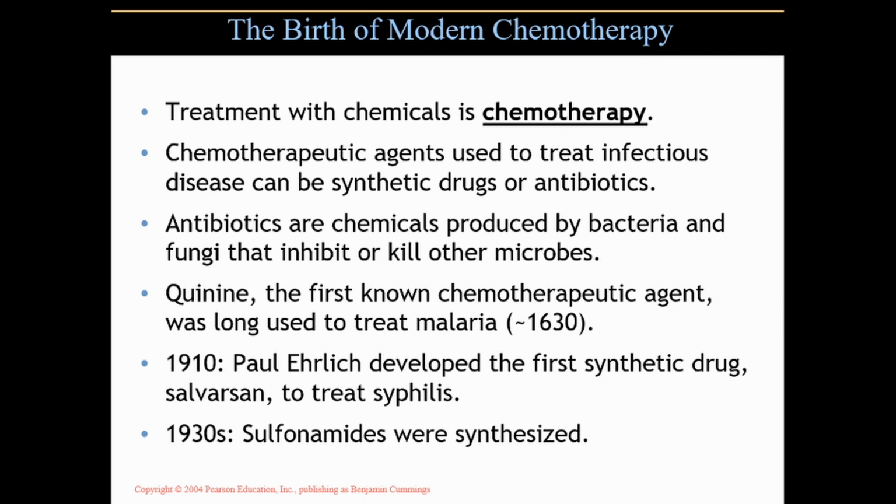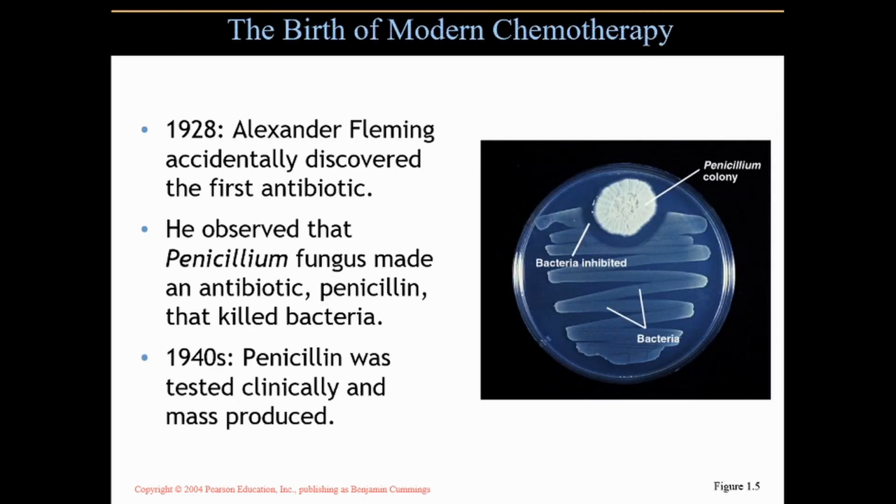The first synthetic drug was developed in 1910 by Paul Ehrlich. He was a German microbiologist as well, and he did tons of work in microbiology. He's really not heard of and not given enough credit. But he made the first synthetic drug that was called salvarsan to treat syphilis. And then in the 1930s, sulfonamides were synthesized. Big date, though, of antibiotics and chemotherapeutic agents would be 1928, when the Scottish scientist Alexander Fleming accidentally discovered the first antibiotic.